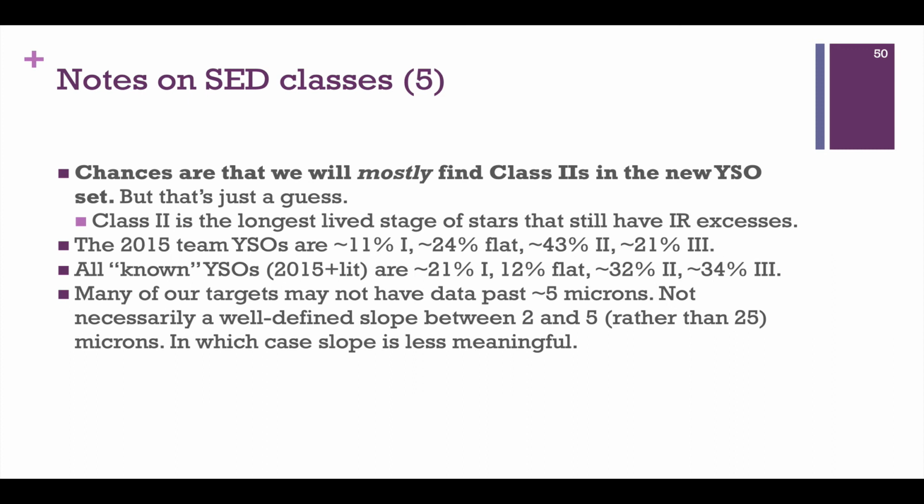The 2015 team YSOs, the ones that they reported on, were 11% class 1, 24% flat, 43% class 2, and 21% class 3s. So when you combine theirs plus the ones that have been published in the literature since then, I have 21% class 1s, 12% flats, 32% 2s, and 34% 3s. Many of our targets may not have much data. They may not have data past 5 microns. And that's really hard because that SED slope is defined between 2 and 25 microns. So if all we have is between 2 and 5 microns, that's a really short lever arm. So slope may not be terribly meaningful for a lot of the sources that we find.